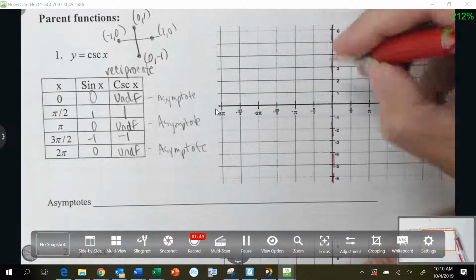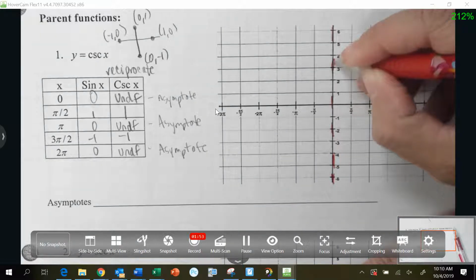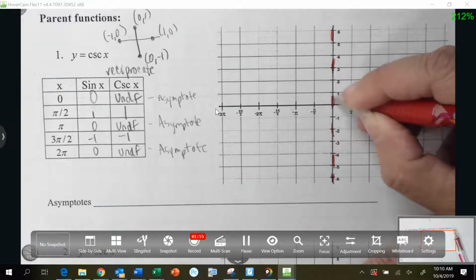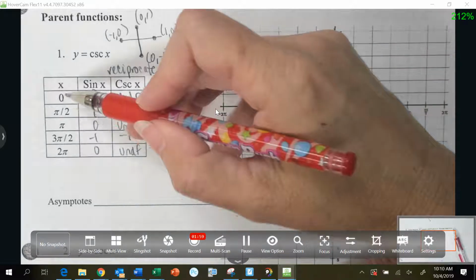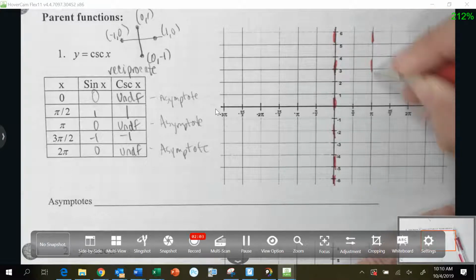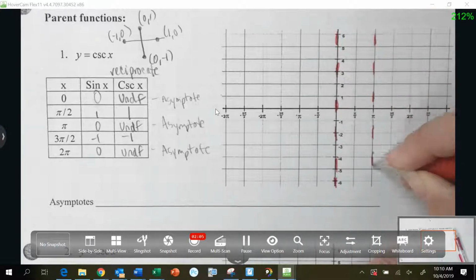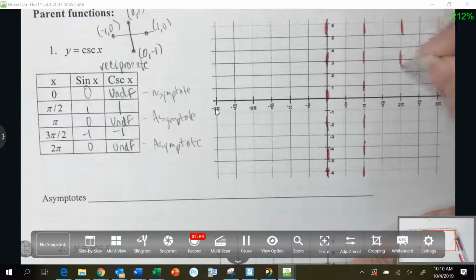And you can't really see it. I have a red line here. It's kind of hard to see though. Make it a little thicker. At x equals pi, that's my second asymptote. At x equals pi. And then at x equals 2 pi, I've got another asymptote.